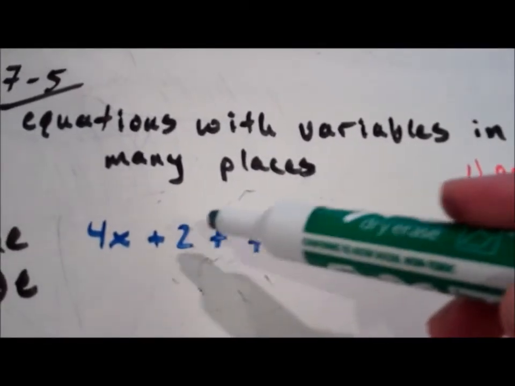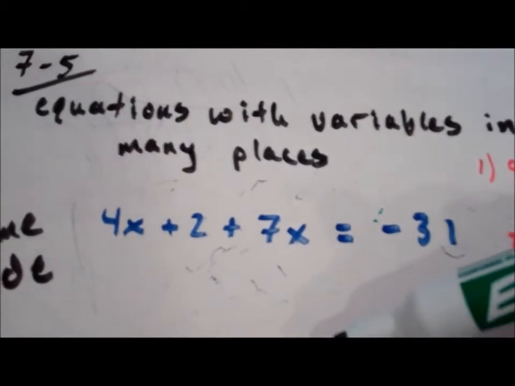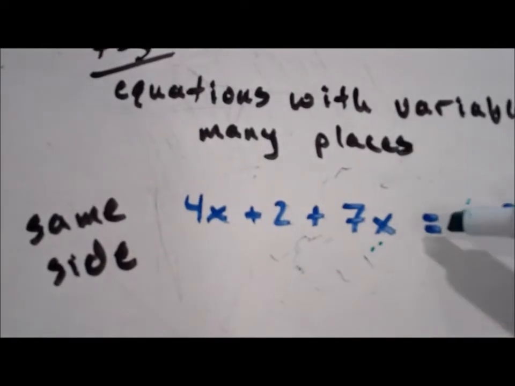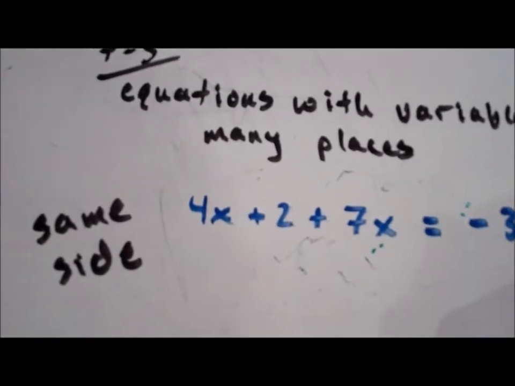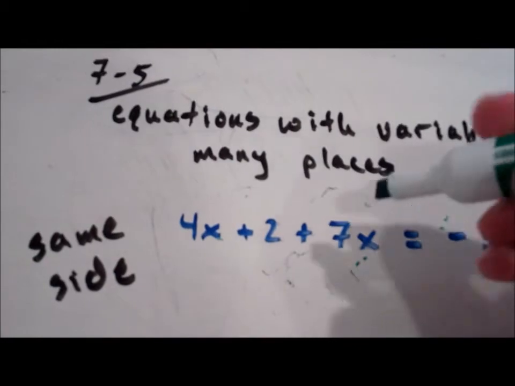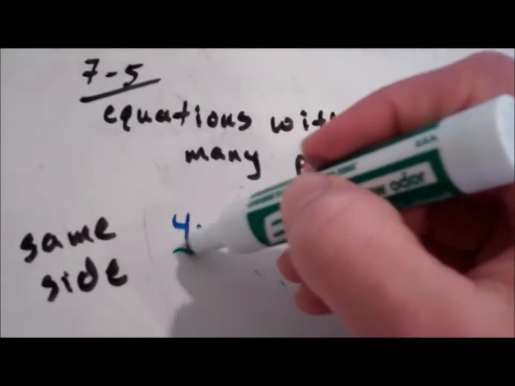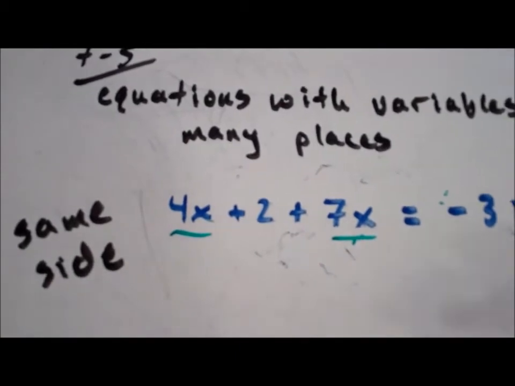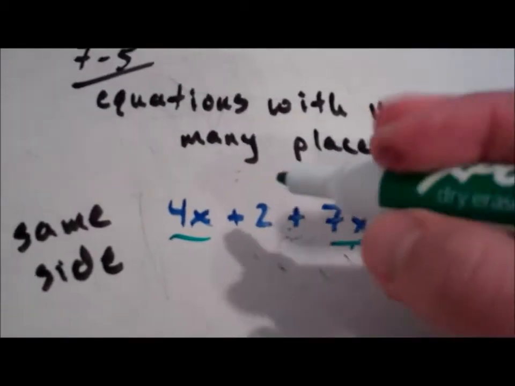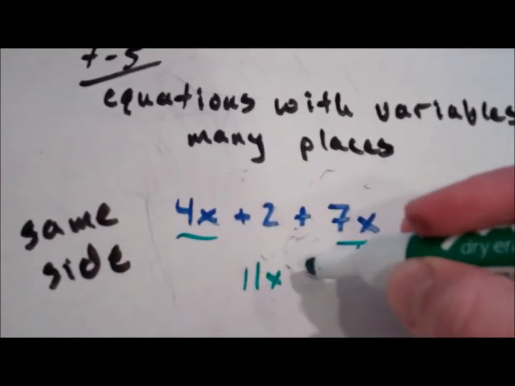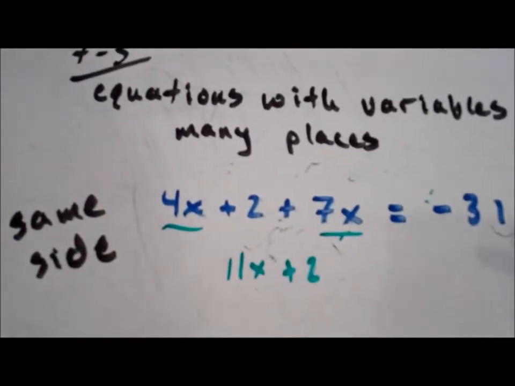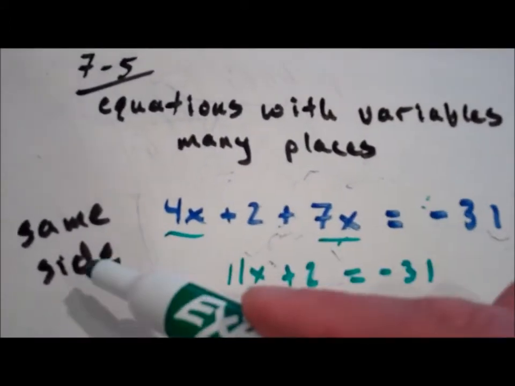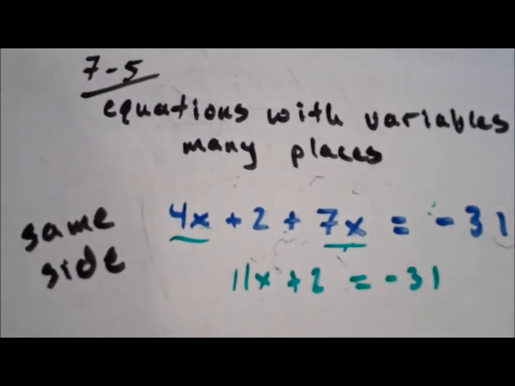One, I have 4x plus 2 plus 7x equals negative 31. We notice that the variables are on the same side of the equal sign. Now when they're on the same side of the equal sign, all we have to do to get them together is combine them the way they are written. 4x plus 7x will become 11x. All I did to get my variables together was combine them, and it equals negative 31. So when they're on the same side, you just combine them.